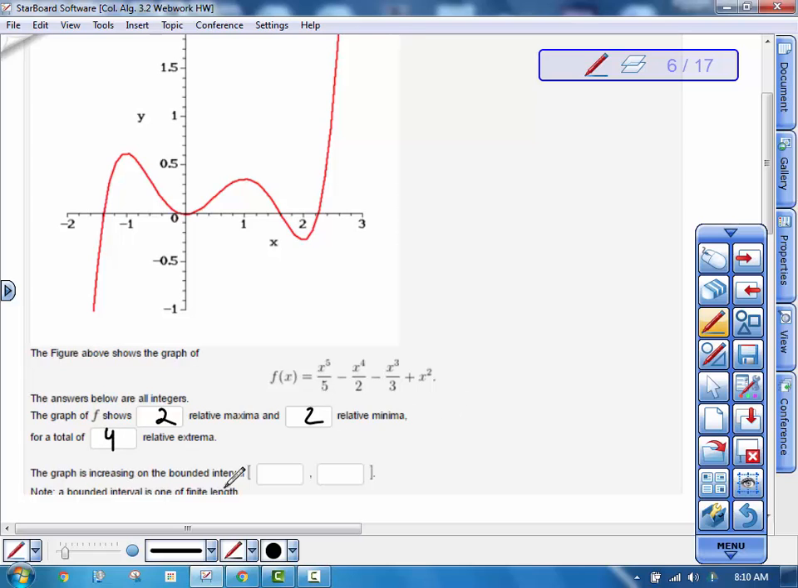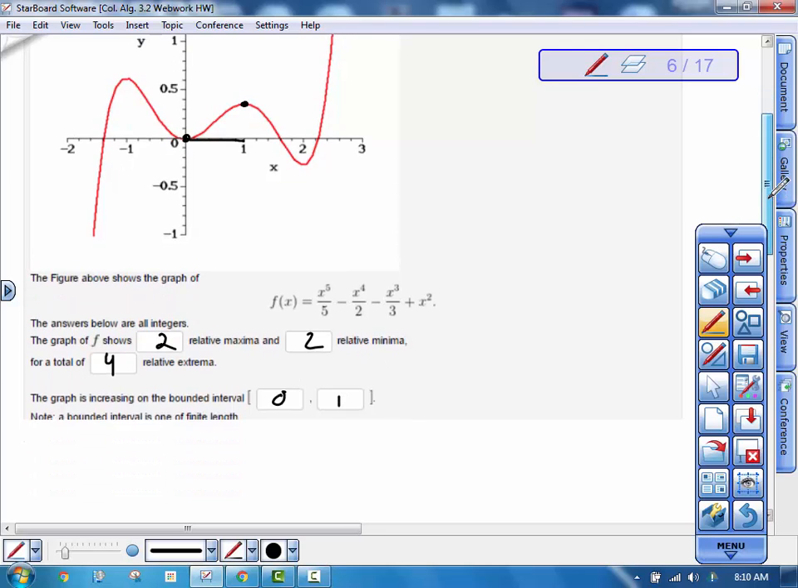The graph is increasing on the bounded interval from, so it's looking for just the bounded interval that's increasing. So that'd be from 0 to 1. It's increasing there. And that's the bounded interval. So we would say from 0 to 1.